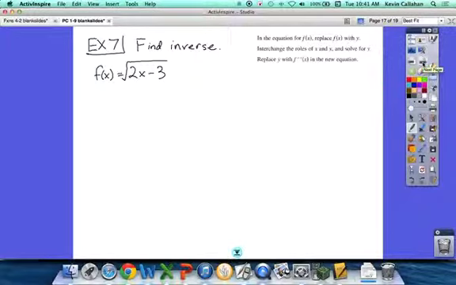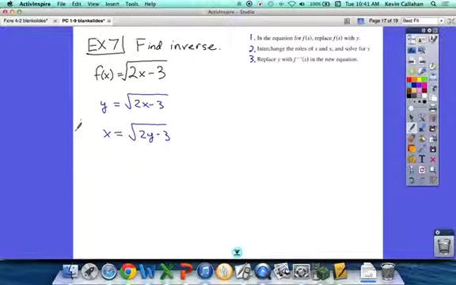Okay, last example. Find an inverse. And here's the steps again. Right, 1, 2, and 3. So here's the function that we're starting with. First step would tell me to replace the f of x with a y. Okay, then what? Switch the x and the y. X equals 2y minus 3. Then what?